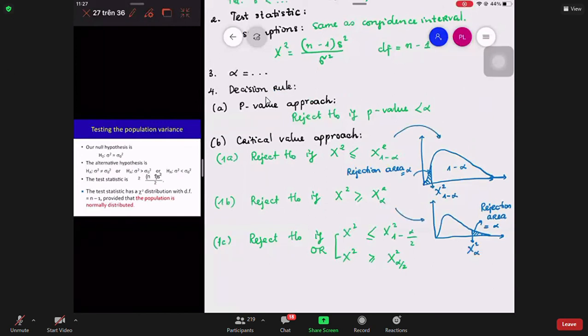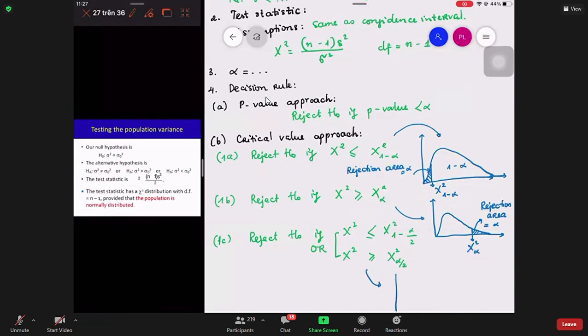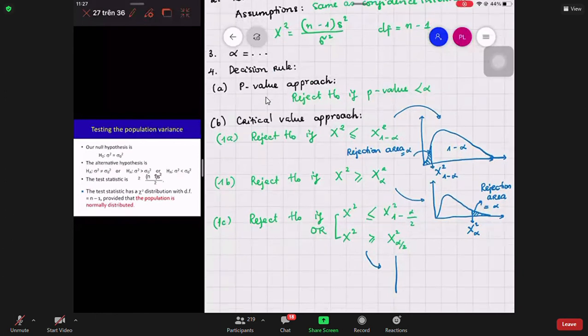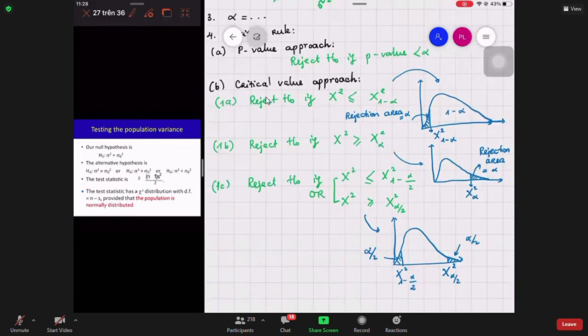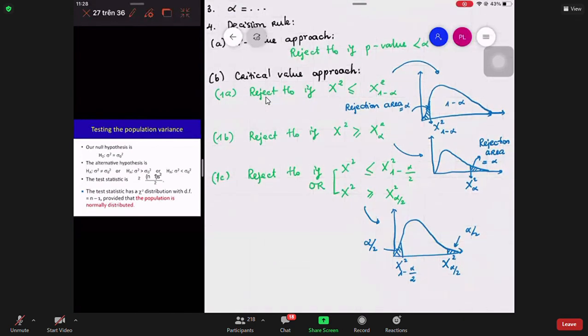Okay. And as for the last case here, we have the two tail test. So the rejection areas here will be the tails of the distribution. And each of these areas here will be n4 over 2. So this area here is chi-square n4 over 2. And this one here is chi-square 1 minus n4 over 2. All right. So that's the reason why we have the rejection areas like this.